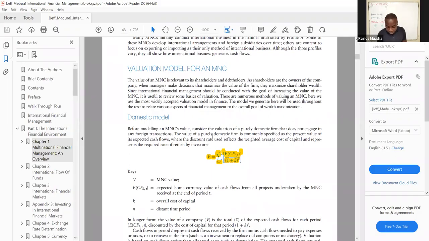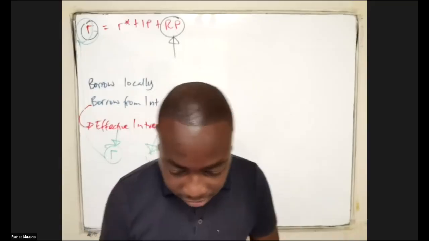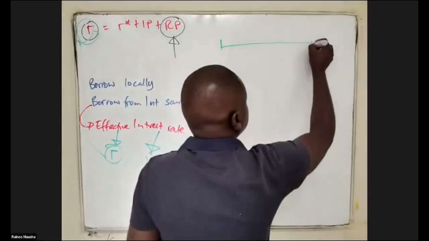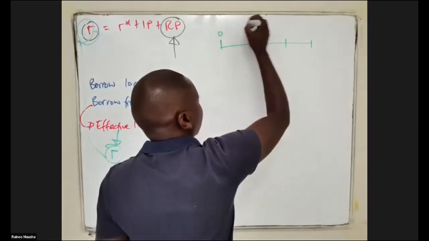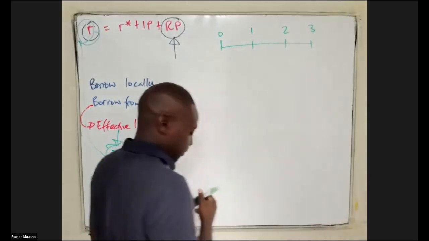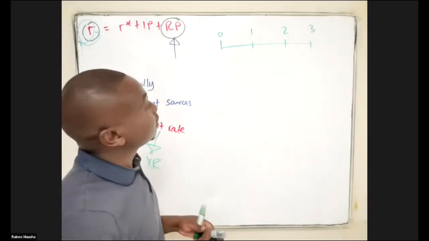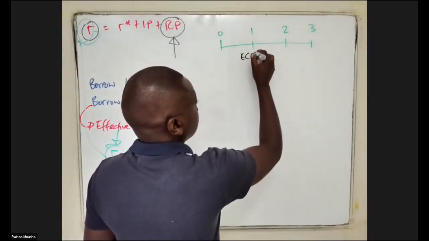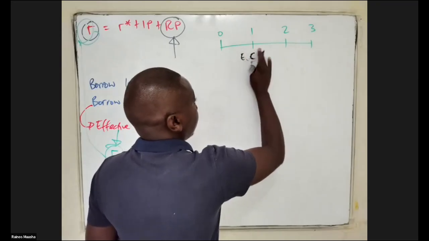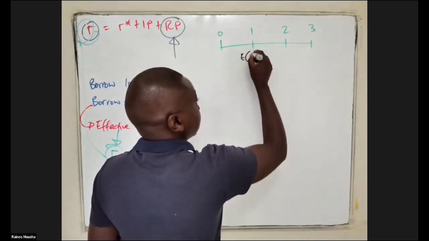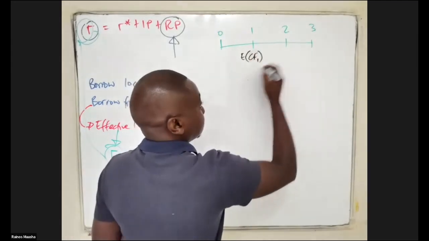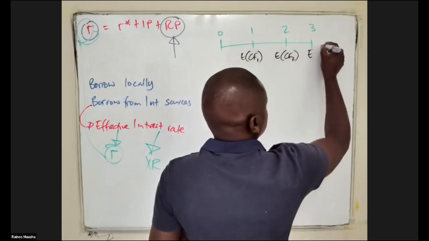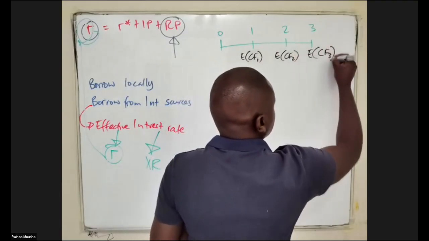What this formula is trying to say is, when you look at a domestic company, let's say, for example, your company, you're expecting it to run operations over the next 1 to 3 years. If it's expected to run operations over the next 3 years, you will have an expected cash flow. So the company is going to have an expected cash flow in year 1, an expected cash flow in year 2, and then an expected cash flow in year 3.